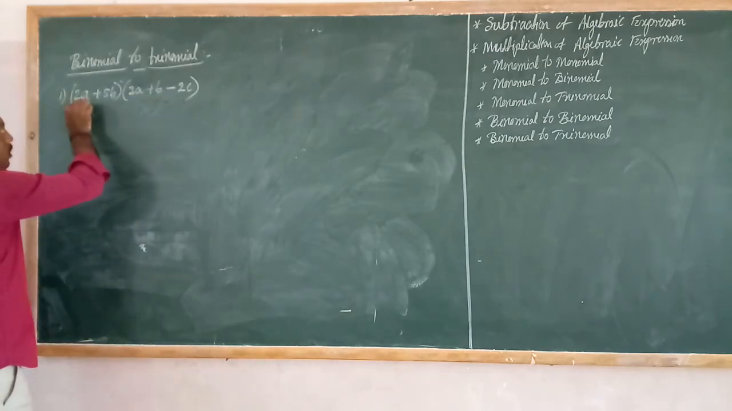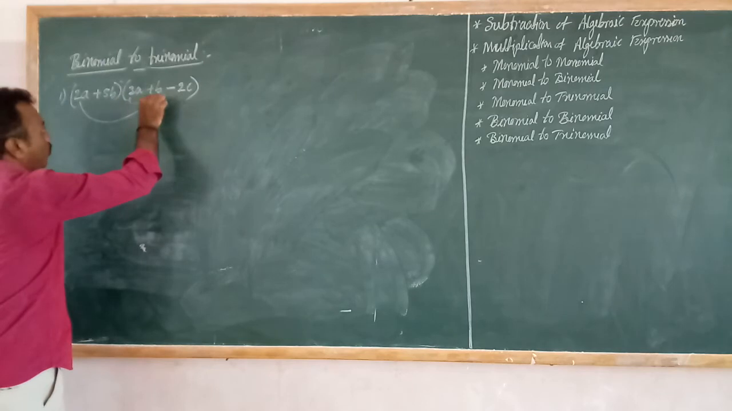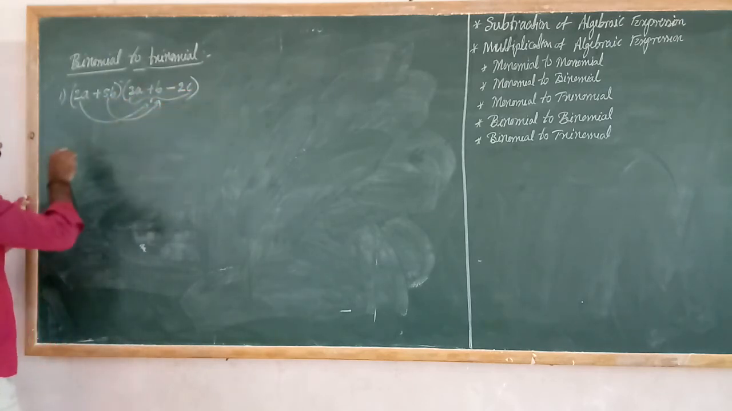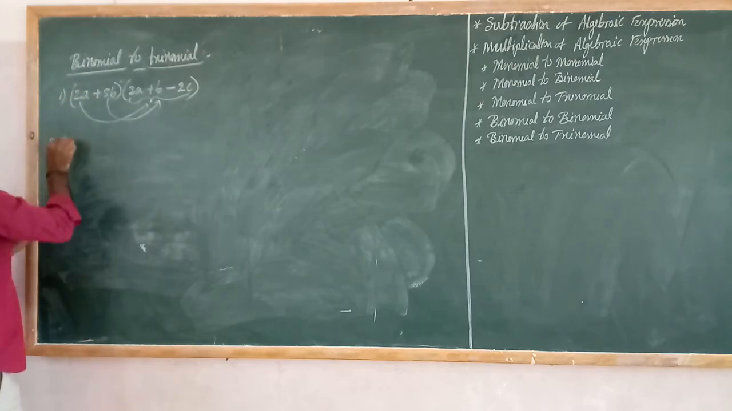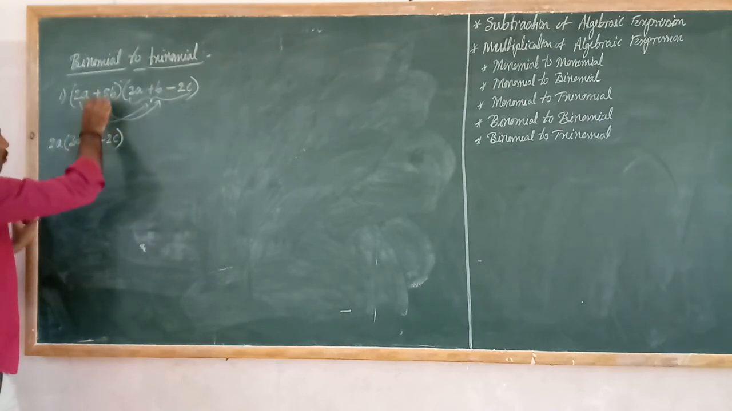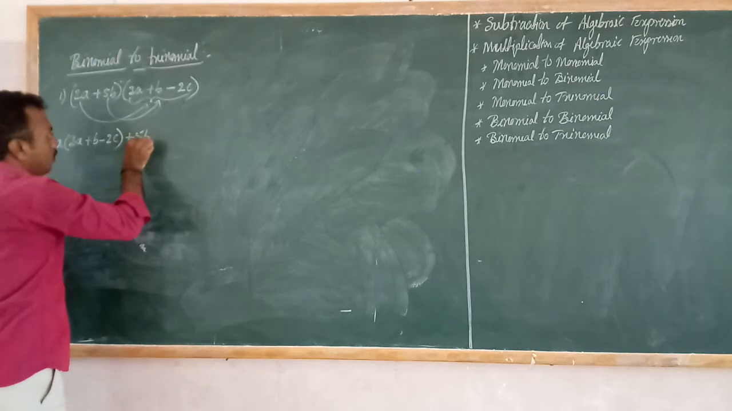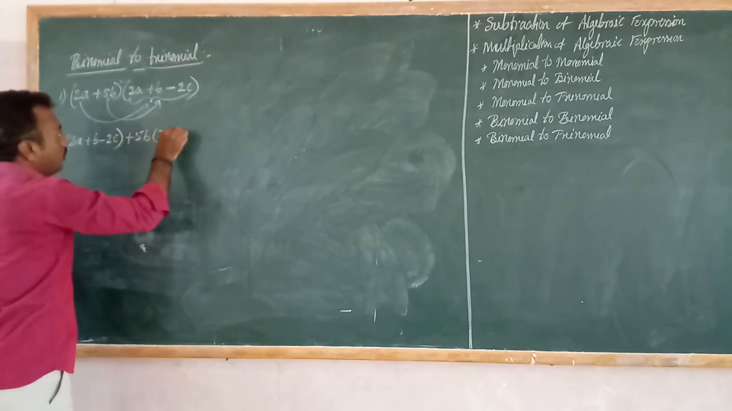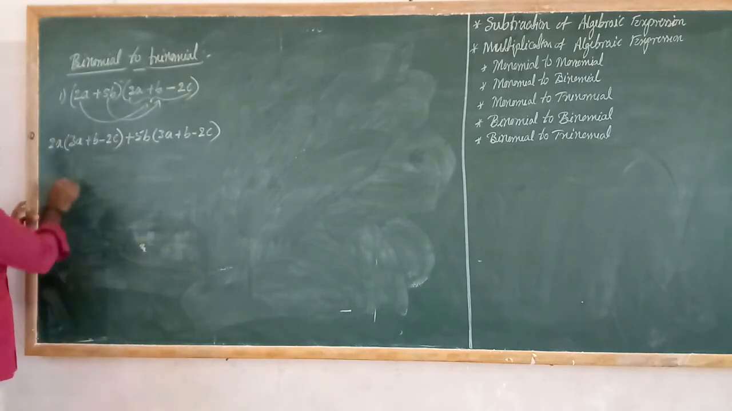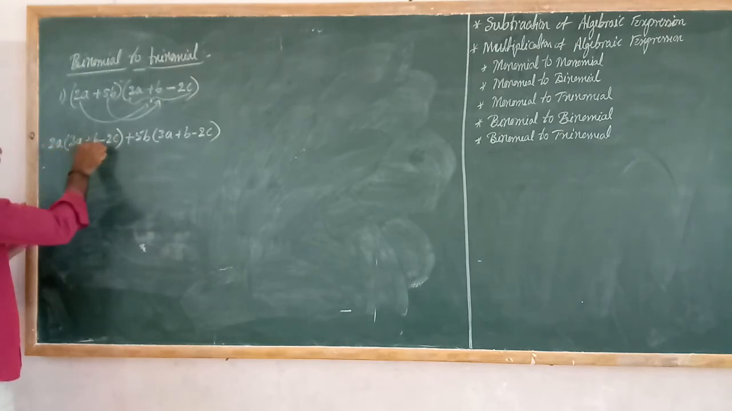This 2a term is there, no? That 2a term we should multiply with the whole trinomial, and 5b is also multiplied with the whole trinomial. So first we multiply 2a into 3a plus b minus 2c, and plus 5b into 3a plus b minus 2c. Next step, we multiply 2a with 3a, b and 2c.